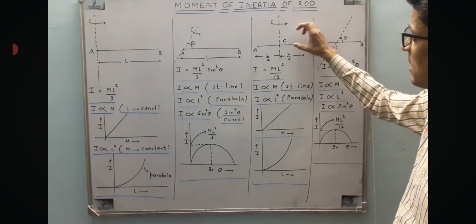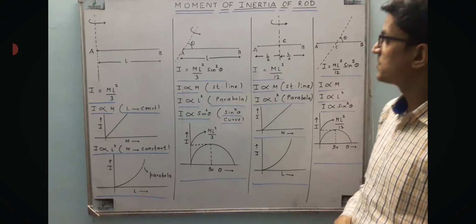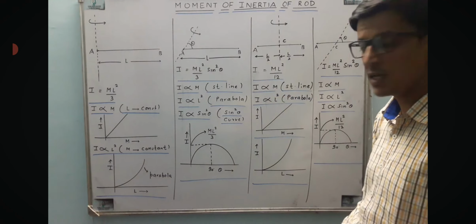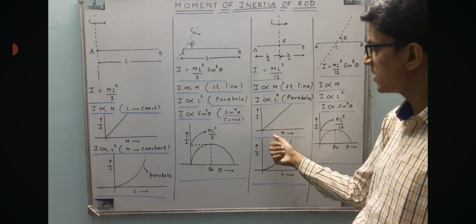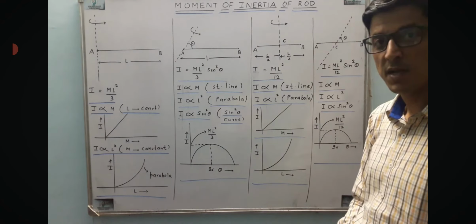In the third case, let the axis of rotation pass through the center of the rod. So moment of inertia is mL square by 12. It is proportional to m, graph will be a straight line. Proportional to L square, graph will be a parabola. So if I draw the graph between I and m, it will be a straight line. Whereas if I draw graph between I and L, it will be a parabola.